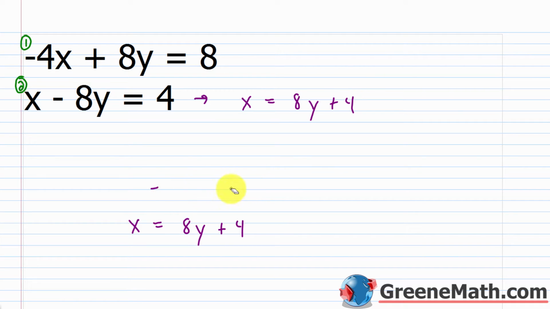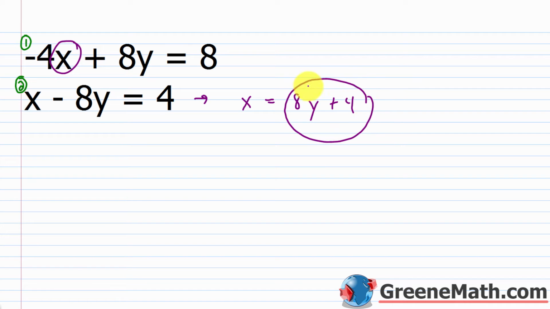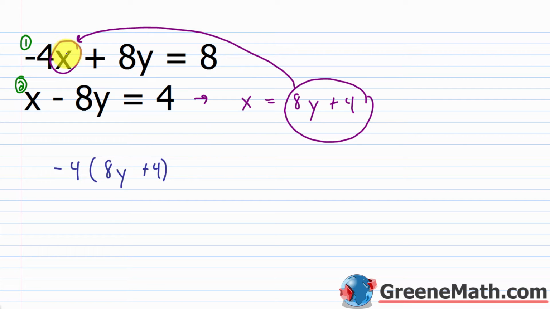Now when we use substitution, we're going to substitute in for x in the other equation. I started with equation 2, so I'm going to substitute in for x in equation 1. What am I going to be substituting in? Well, x is the same as 8y plus 4. So I can take 8y plus 4 and substitute that in for x, and I'll have a linear equation in one variable. So I'll have negative 4 times, this is a quantity that represents x, so I'm going to use parentheses, 8y plus 4, just plugging that in for x, then plus 8y equals 8.